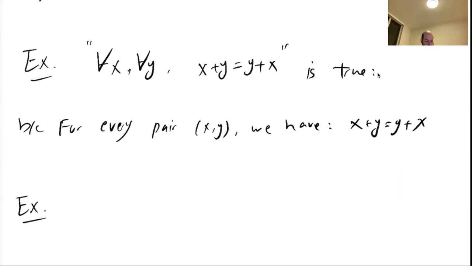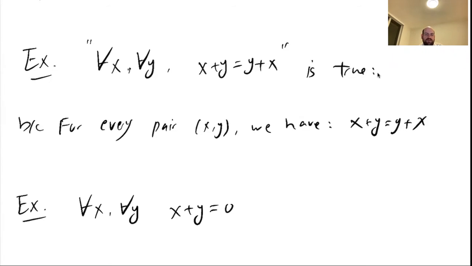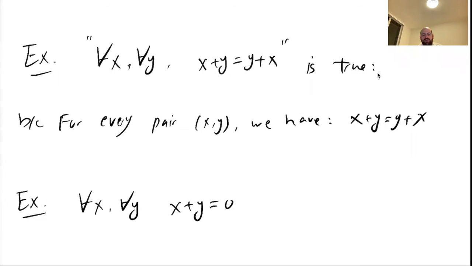Now another example, let's say for each x, for each y, x plus y equals 0. In the previous example, for any pair of x and y that you imagine, x plus y is equal to y plus x. For example, 2 plus 3 is the same as 3 plus 2, 5 plus 9 is the same as 9 plus 5, and so on. But what about this one? Can I say that for any pair x and y, x plus y is equal to 0? The answer is obviously no, right?